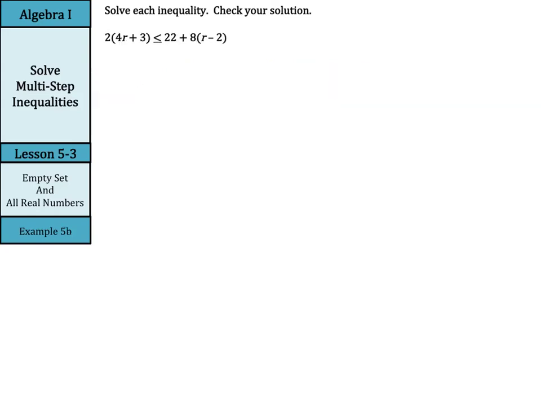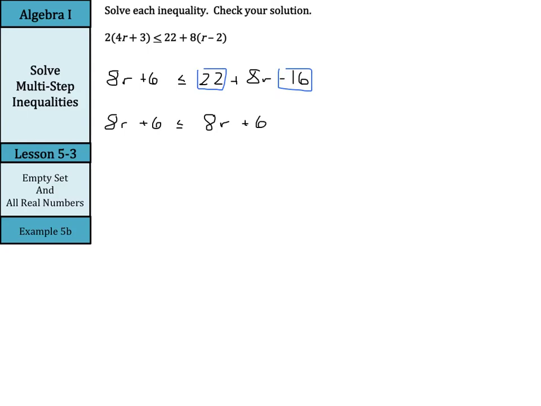What about this inequality? Well, let's distribute and simplify. 2 times 4r is 8r. 2 times 3 is 6. Is less than or equal to 22 plus 8r minus 16. Let's simplify things first. Let's get the 22 minus 16 simplified. So we're left with 8r plus 6 still on the left is less than or equal to 8r, and 22 minus 16 is 6.